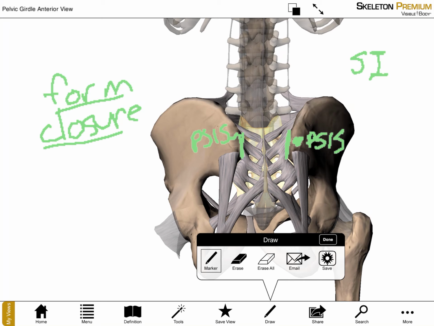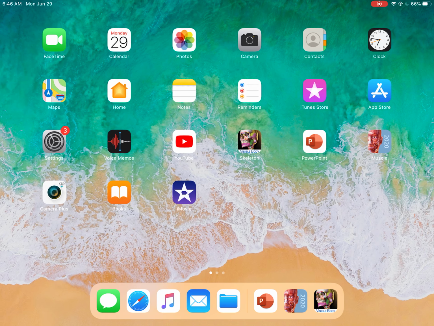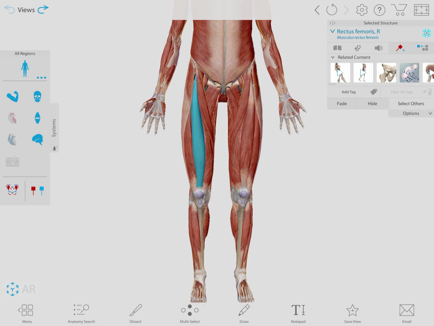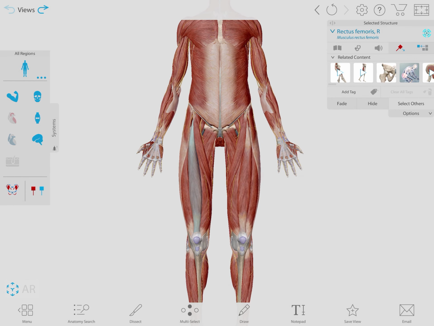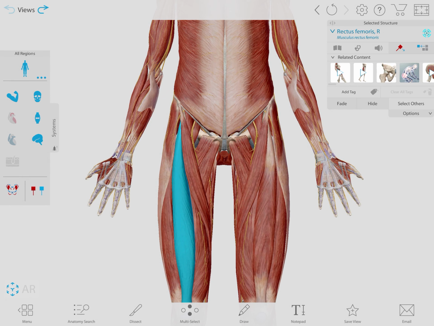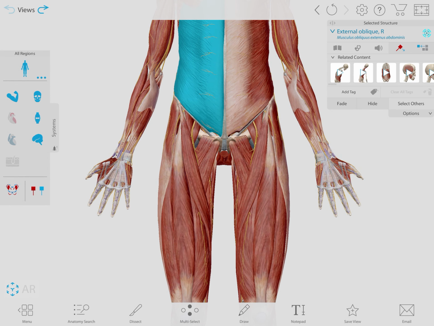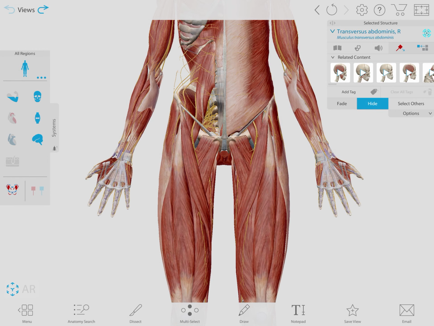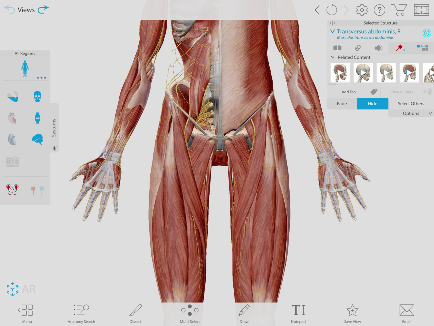So we're going to move on to our muscular anatomy now. And we'll start with our hip flexors. Now, to see our primary hip flexors, we need to get rid of some of our core musculature. So our external obliques and internal obliques and rectus abdominis and transversus abdominis, in order to see their deeper muscles.